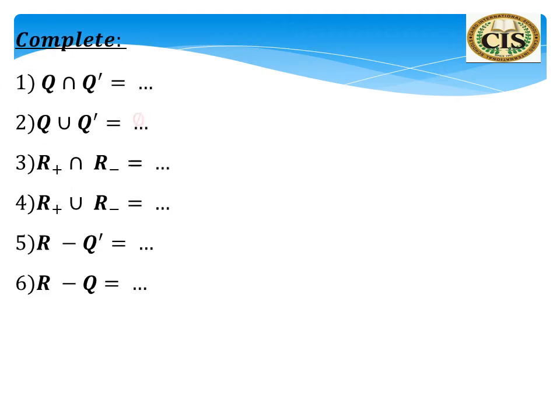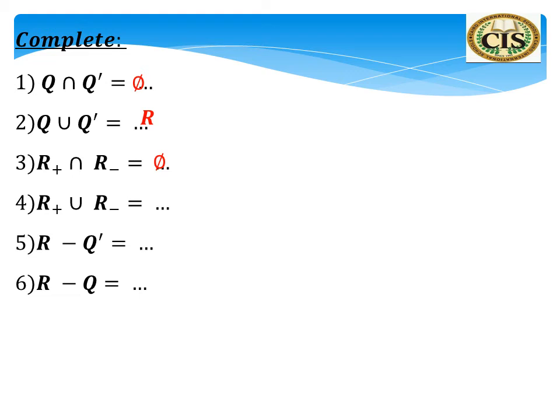Complete. Q intersect Q dash equals phi. What about Q union Q dash? It equals R. What about R positive intersect R negative? Any number is positive or negative or 0. So R positive intersect R negative equals phi.